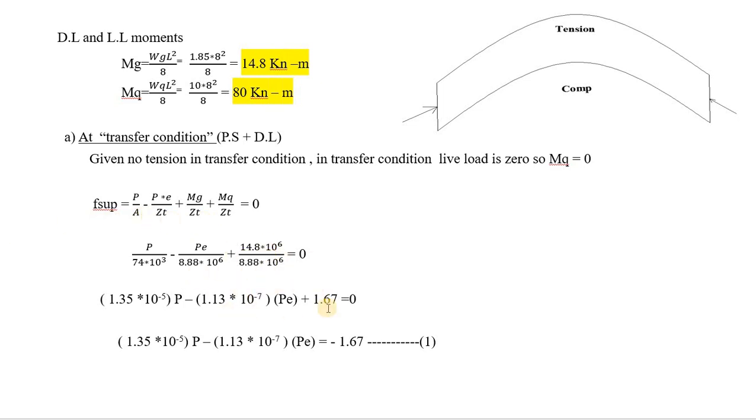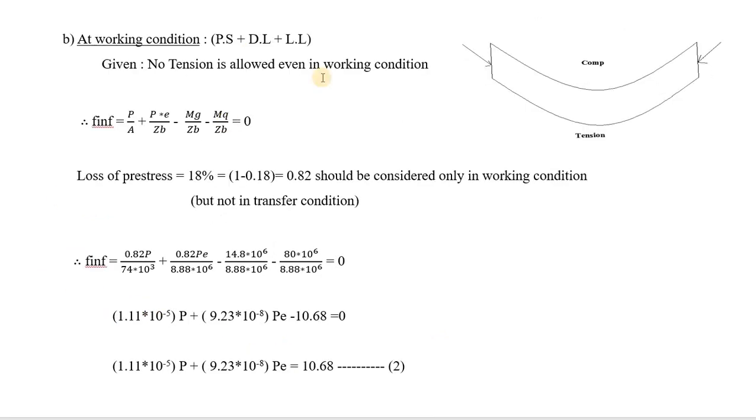When we simplify this, we will get one equation, that is equation 1. Observe carefully, equation 1 consists of P and also PE. The remaining numbers without any letters should be towards the right side, and here it is minus 1.67. So this is the first equation for the first condition.